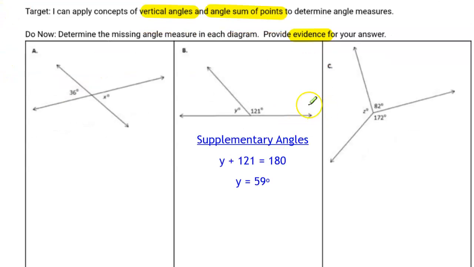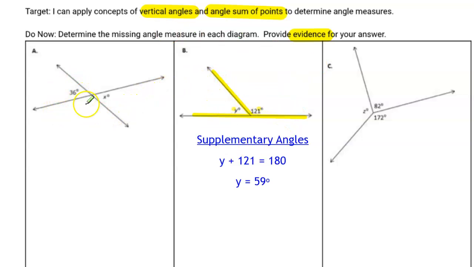For this first problem, it should be fairly straightforward. I'm looking at a straight line and a line that is cutting that line into two non-equivalent angles. Those two angles are next to each other, adjacent, and they form a straight line, so they are supplementary angles, which means the y and the 121 add up to 180 degrees. I subtract 121 from both sides and get y is equal to 59. That was fairly easy. It was from the last lesson.